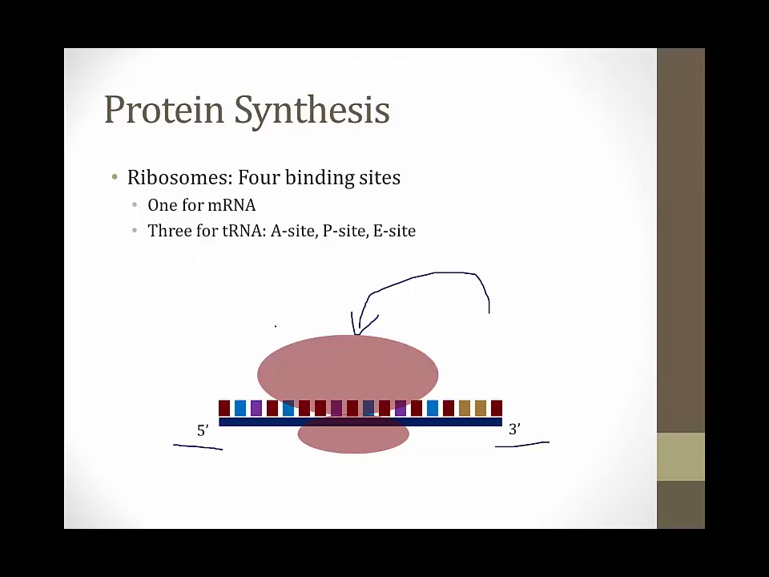So the first thing you should be aware of is that ribosomes have 4 binding sites. One is for the mRNA to bind. That's what's shown on the screen here. The 3 additional sites are called the A site, the P site, and the E site. Each of these sites is a codon in the mRNA strand that will be important for synthesizing a protein.